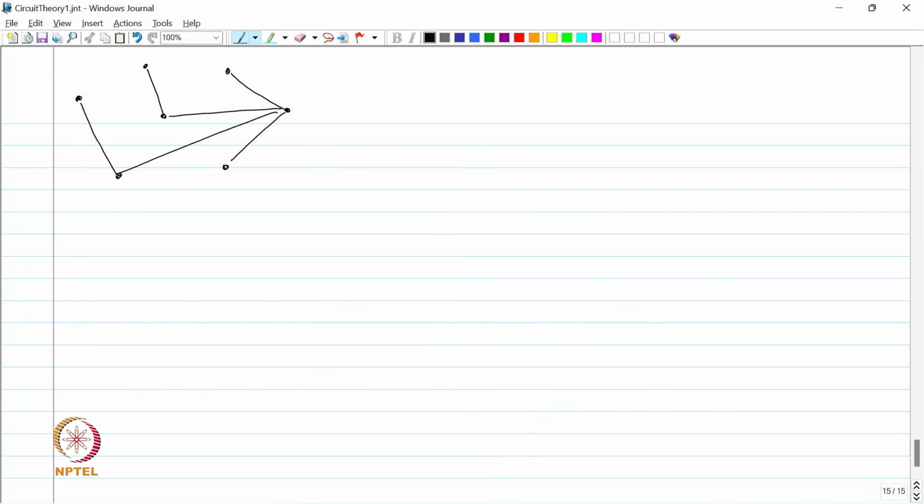Okay. So, therefore, n nodes will mean that the tree has n minus 1 branches. Is this okay? So, this is what we are going to do. Fine. Okay, great.